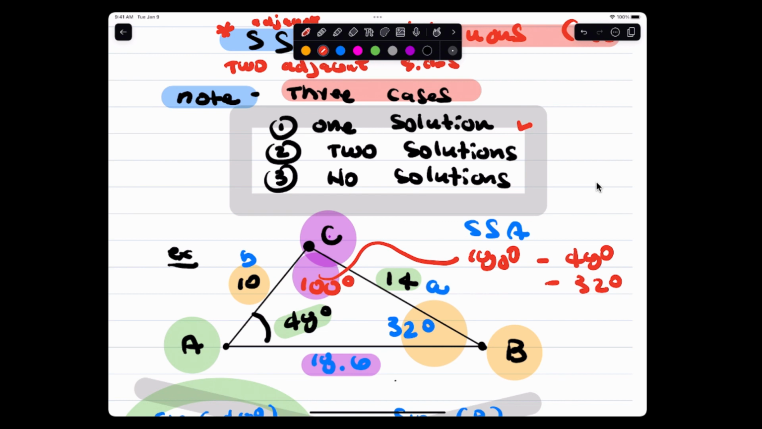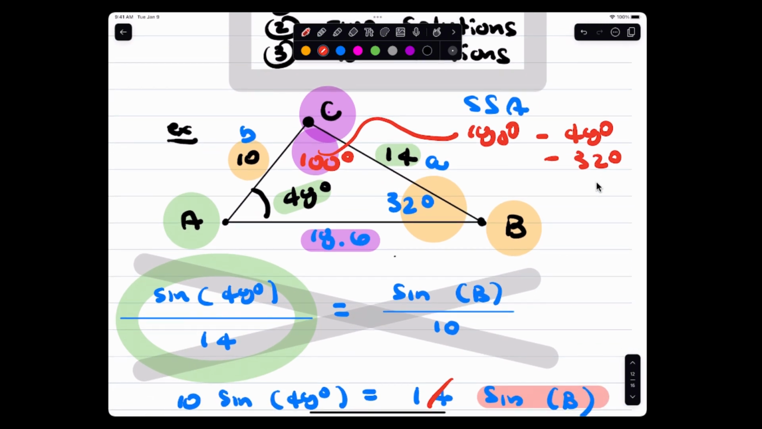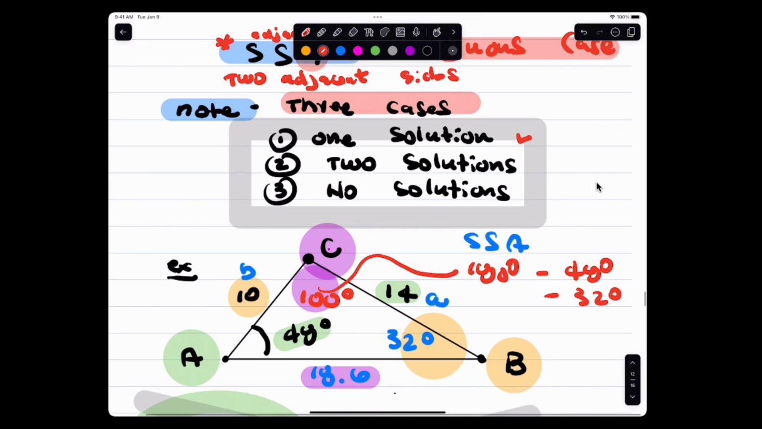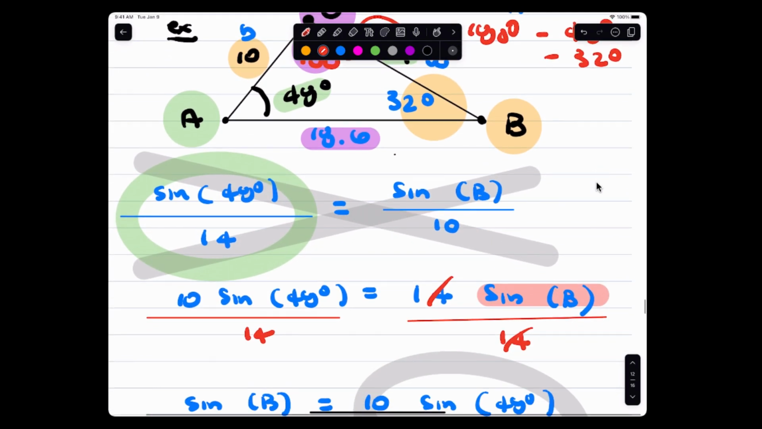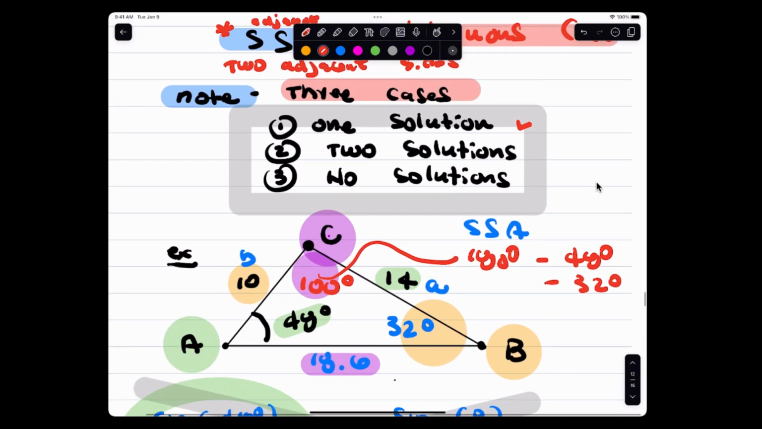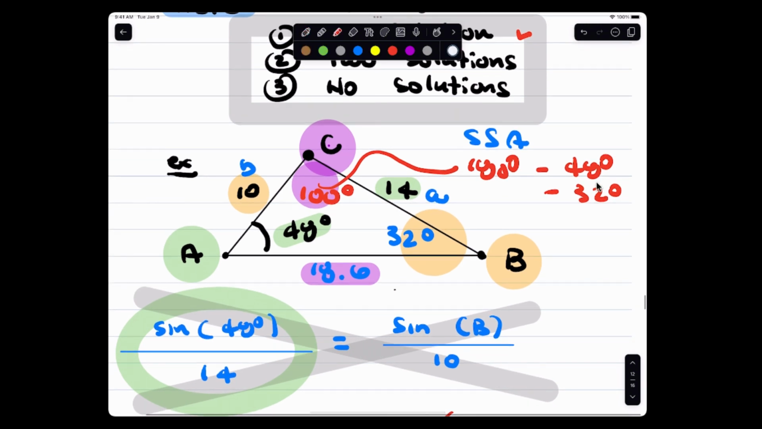You guys remember? 180 minus what? 48 minus 32 gave us 100 degrees. Is that right? Let's go back. Isn't that the original question? All right. Well, first we had to get the 32. Oh, I see what we did first. You have to go back to this step here. Okay. That was angle B. This is what we got first.